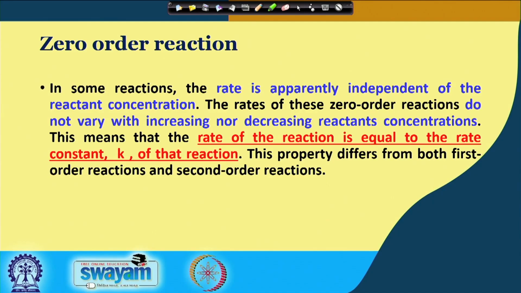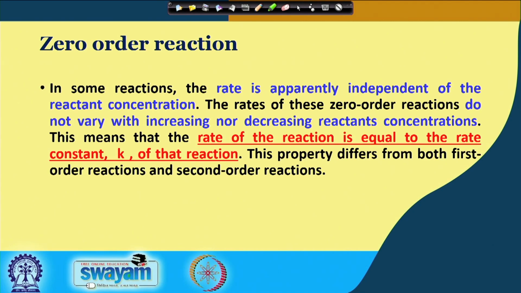And today we are going to talk about zero order reaction and how we can actually apply these different order reactions to define different soil chemical processes and how to identify those. So, if we start today with the definition of the zero order reaction, in some reaction the rate is apparently independent of the reactant concentrations, and the rates of these zero order reactions do not vary with increasing nor decreasing reactant concentration. So, basically this is constant.